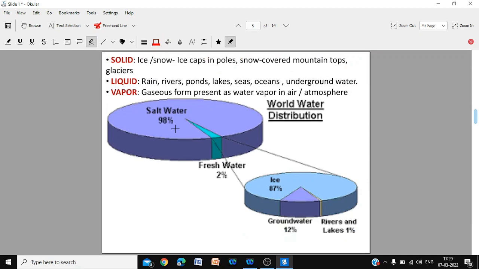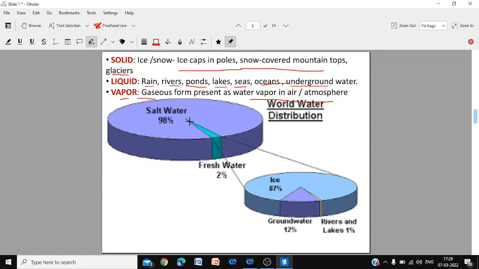Now ice is a solid form of water. You will find ice in the polar regions, North Pole and South Pole, in snow-covered mountain tops, and in glaciers, the moving rivers of ice. Liquid we can find in rain, rivers, ponds, lakes, seas and oceans, and also in underground water. And vapor, the gaseous form, is present in the air or atmosphere.